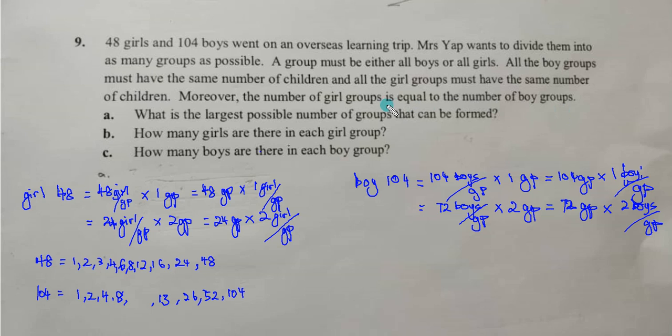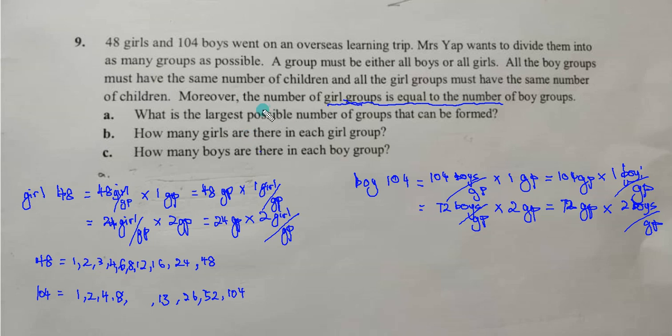The earlier one, regarding the sweet, is that the number of sweets per group per plate must be equal, and the number of orange sweets must be equal to the number of grape sweets. That's a condition. But in this question, they change the condition. Basically, they change the condition to this.